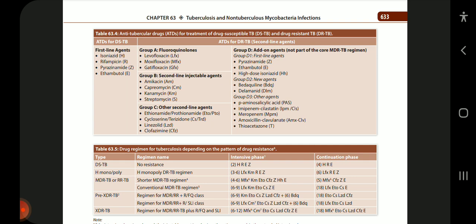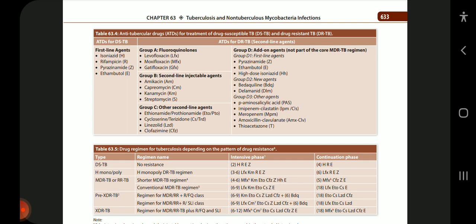For DRTB, we can use fluoroquinolones like levofloxacin, moxifloxacin, gatifloxacin. Second line injectables like amikacin, capreomycin, kanamycin, and streptomycin. Other second line agents like ethionamide, prothionamide, cycloserine, terizidone, linezolid, clofazimine, etc. Group D add-on agents are not a part of the core MDR-TB regime.